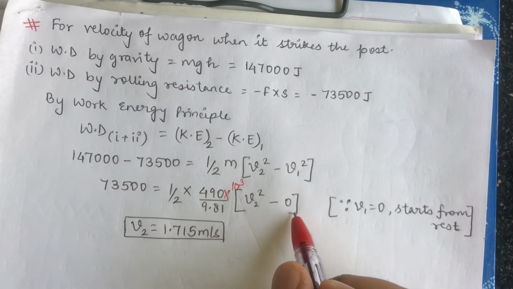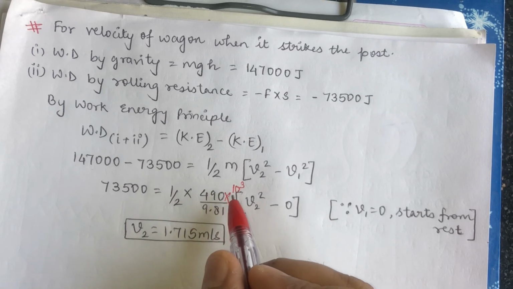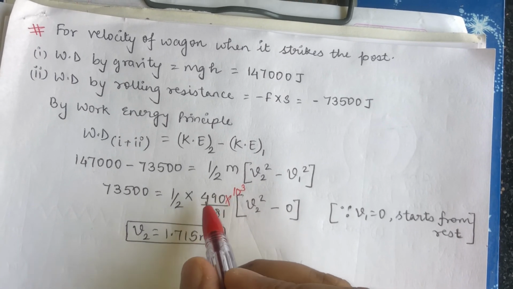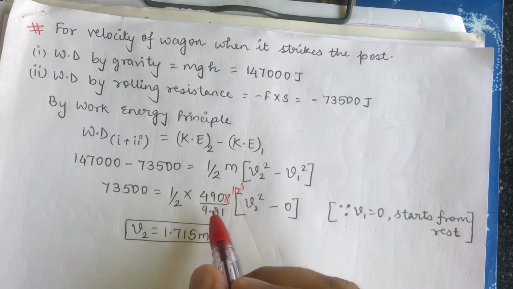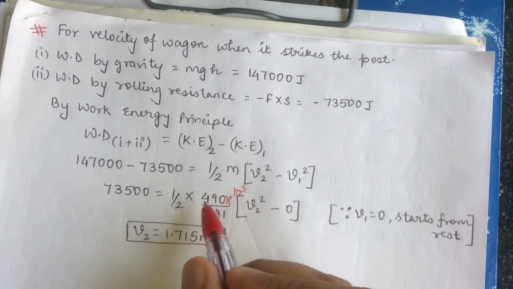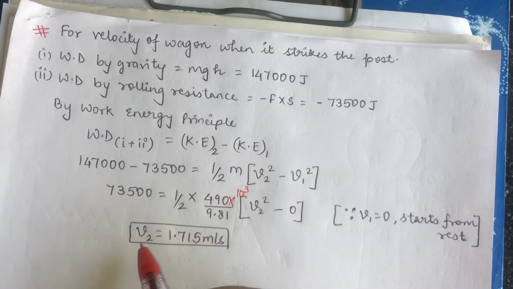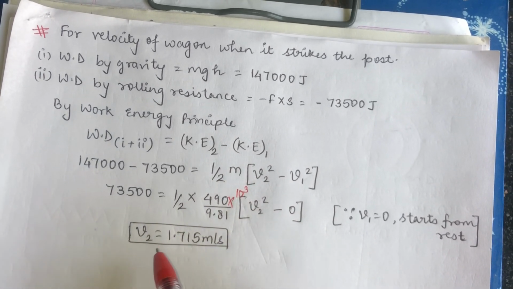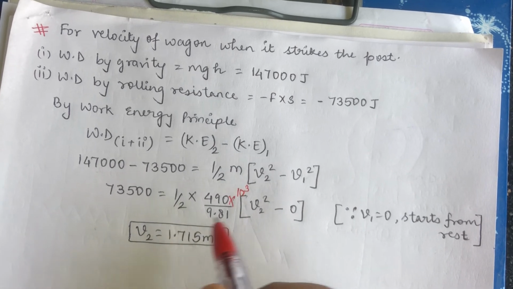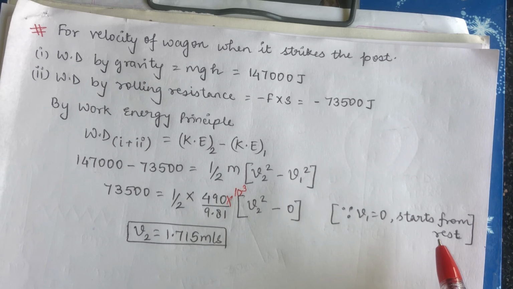V2 square minus 0, as mg was 490 into 10 to the power 3 Newton. So here force upon g, or weight upon g, will give you the m value. Hence we are taking here the v2 value as 1.715. Now v1 here is taken as 0. Why? Because it is starting from rest.